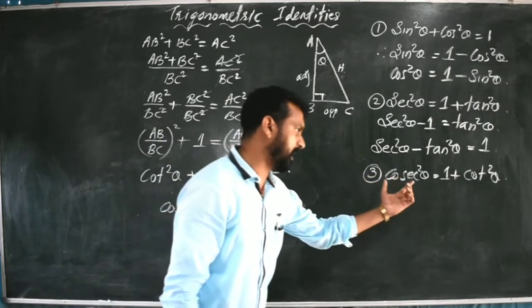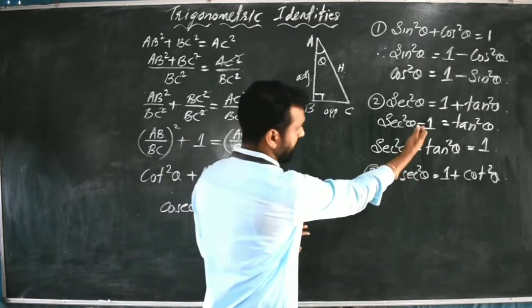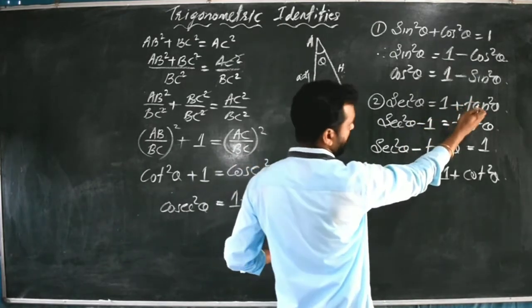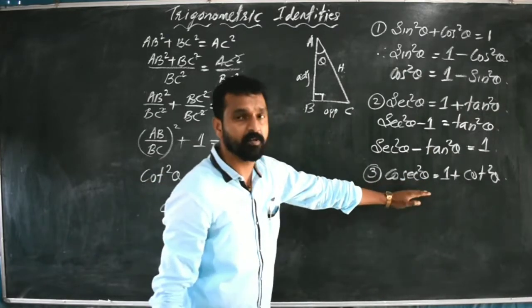Now from this third trigonometric identity again we can derive 2 more. This is the same way only. Here how we got the second one? 1 we transpose it to the left side, and the tan square theta we transpose it to the left side to get the third equation. That same process we will do here also.